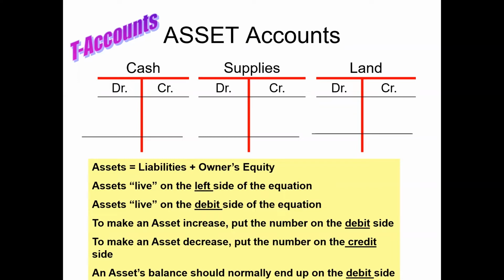Assets equals liabilities plus owner's equity. That is our accounting equation. Our assets live on the left side of the equation. The assets live on the debit side of the equation. So to make the assets increase, we'll put that number on the debit side. To make the assets decrease, we'll put the number on the credit side. An asset balance should normally end up on the debit side. So once you finish with all of your business transactions at the end of the period, you should have a debit balance in assets.